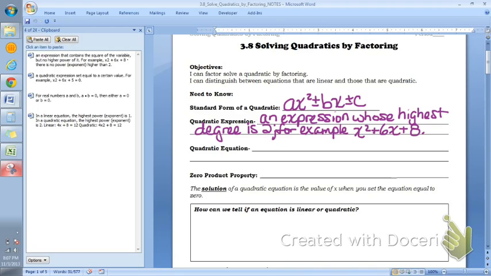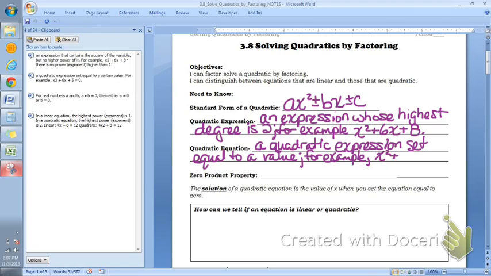A quadratic equation is made up of a quadratic expression, so it's a quadratic expression that's set equal to a value. For example, x squared plus 6x plus 8 is equal to 0. So the only difference between an expression and an equation is an equation has an equal sign. A quadratic equation is set equal to some value.